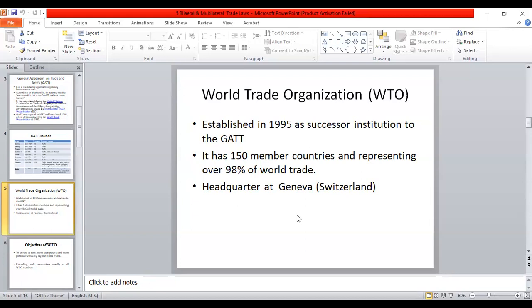And then in 1995, GATT was replaced, and WTO came into existence. And when WTO came into existence in 1995, 150 member countries were there. So almost 98% of world trade was covered. About WTO, where is the head office of WTO? Geneva, Switzerland. Yes, it is in Geneva, which is situated in Switzerland.